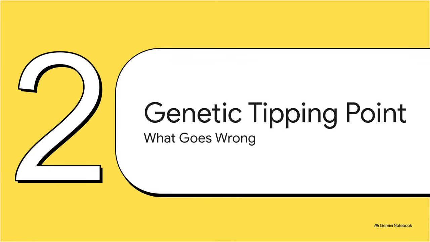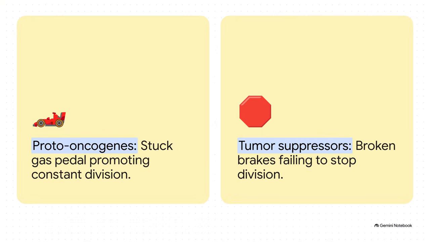Moving right along to section 2, the genetic tipping point. What goes wrong? So, what actually pushes a cell over the edge from reversible dysplasia into irreversible invasive cancer? Well, it fundamentally comes down to damage in 2 opposing categories of genes. I want you to think about this like you're driving a car. On one side, we have proto-oncogenes. Normally, these genes just promote healthy cell division, but when they mutate, they become oncogenes. Think of them like a gas pedal that's just jammed to the floorboard, constantly demanding the cell to divide and divide. HER2 and breast cancer and RAS and solid tumors are your classic examples here.